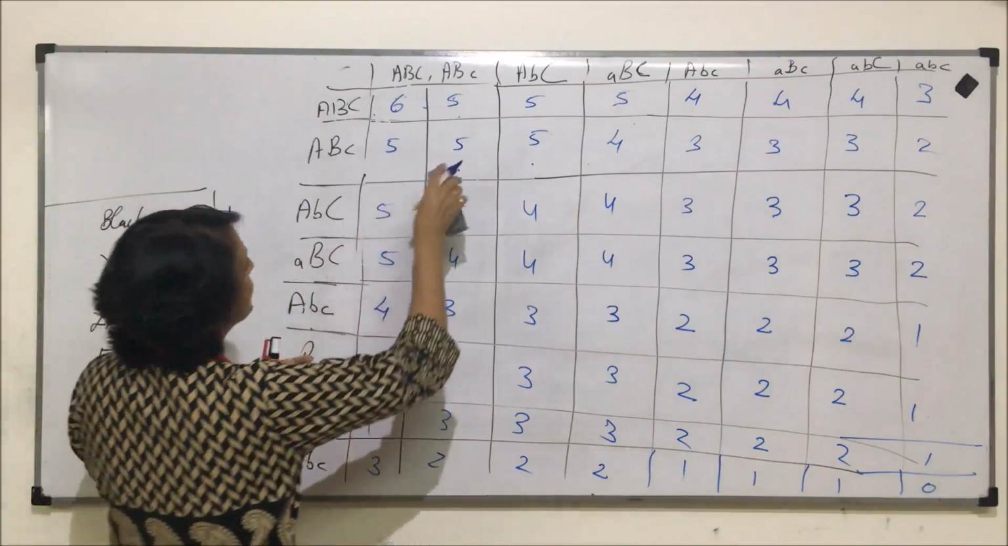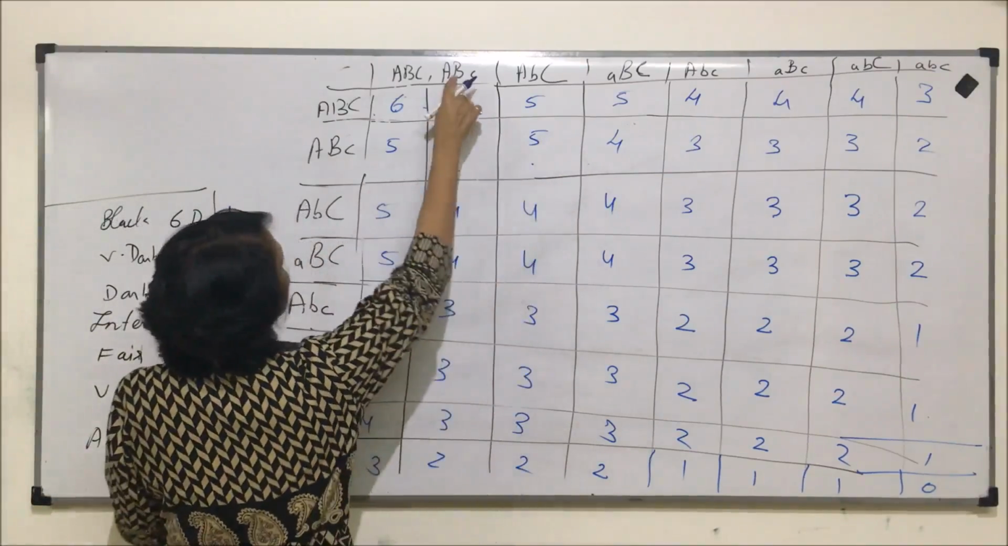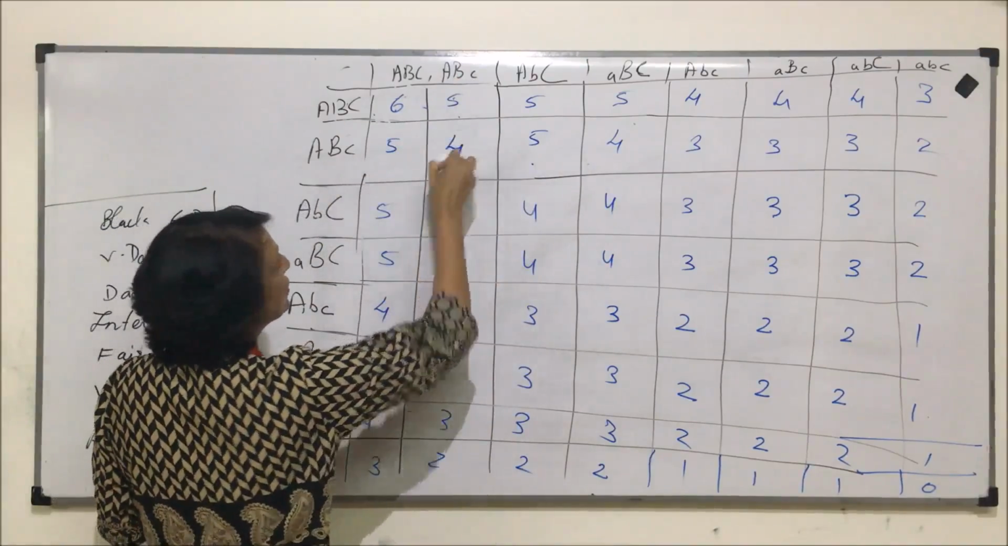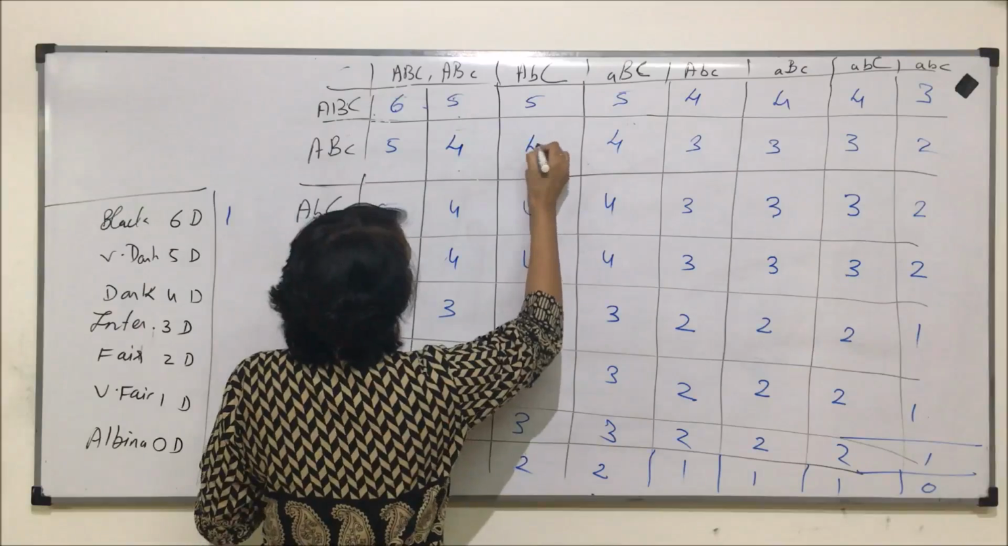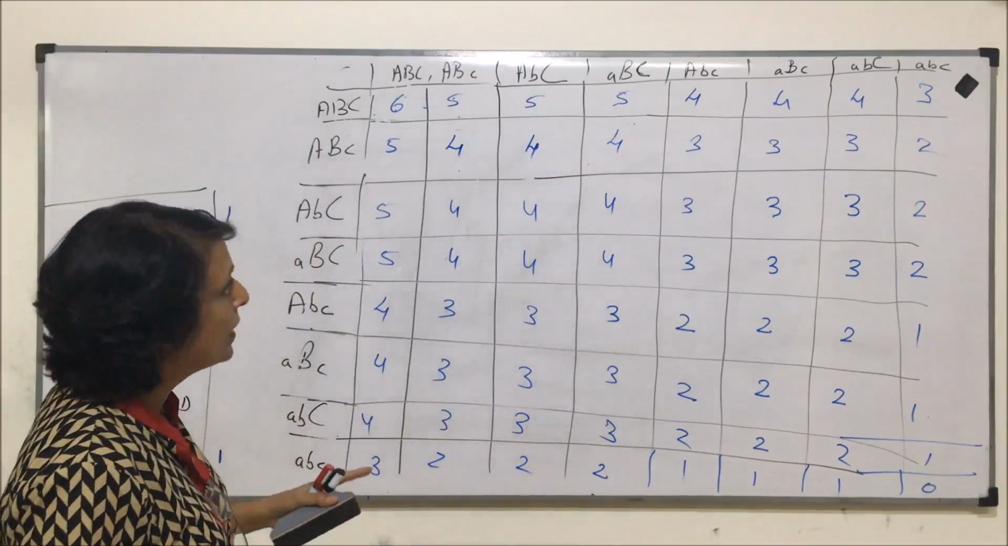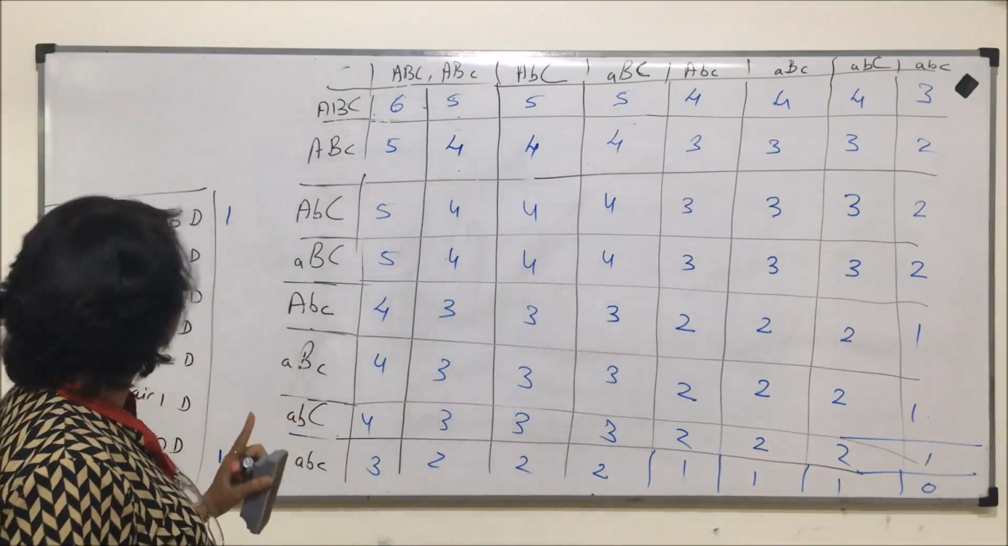Okay, I think we have made one mistake here. Here there are 2 dominant and 2 here, so this should have been 4. And the same thing here, this should also have been 4. I guess we have written all others correctly.